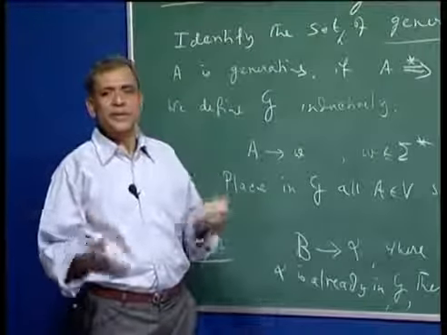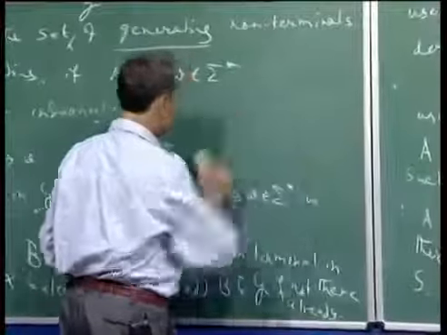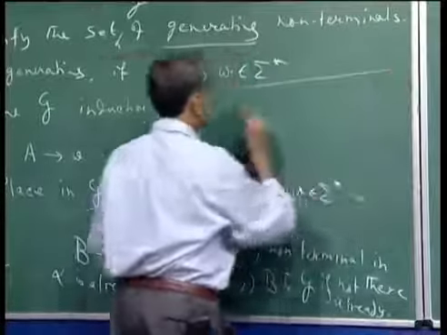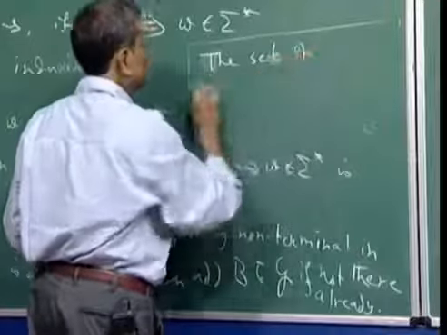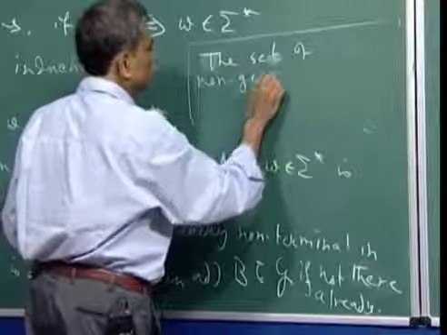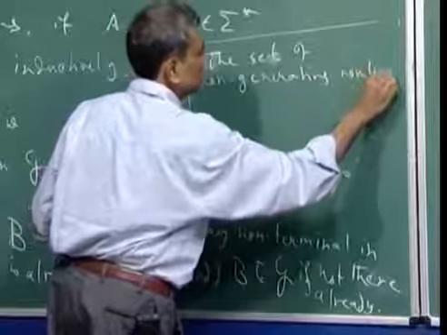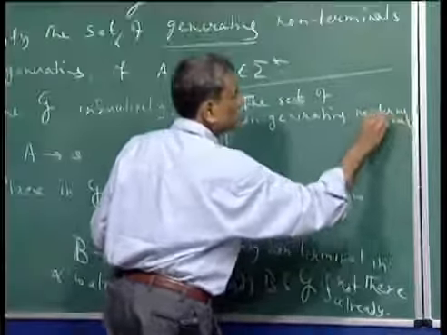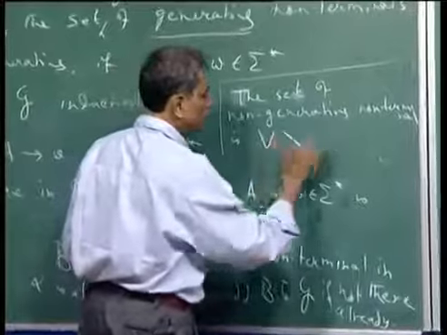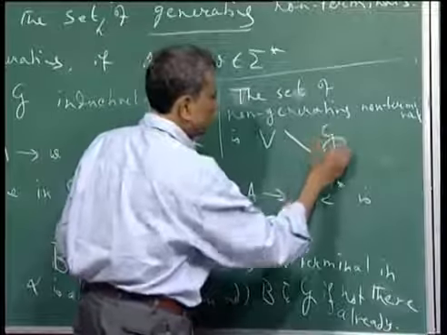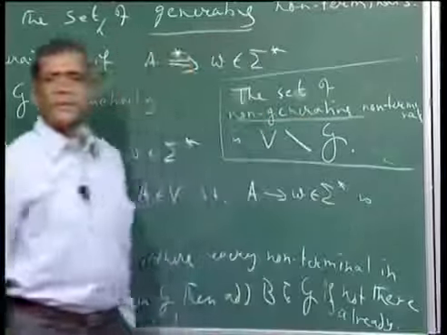Then the set of non-generating non-terminals will be simply this: the set V subtracted from this set V, I subtract this set G. That is the set of non-generating non-terminals.